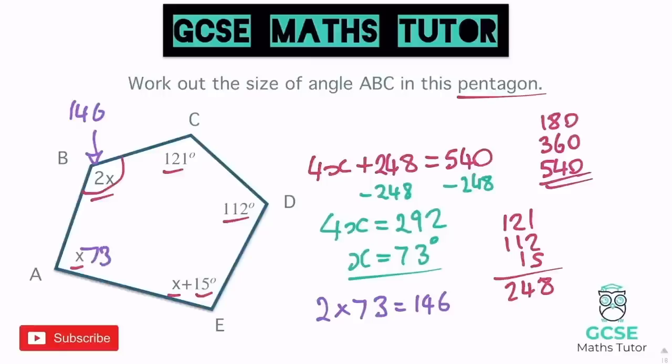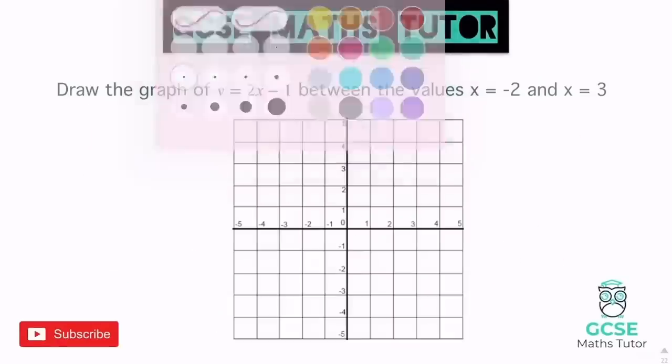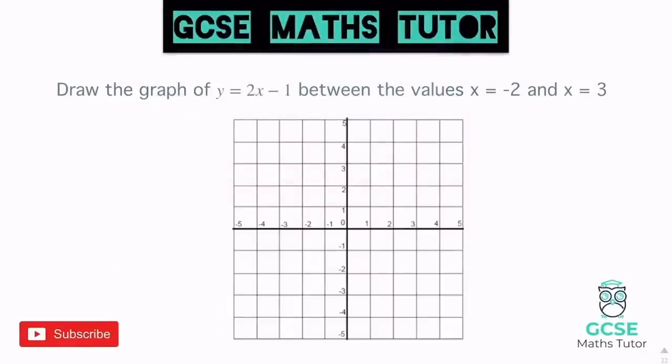And x plus 15 down the bottom here would be 73 plus 15, which would be 88. And if you add those all up just to double check, you will get 540 degrees, but our final answer there is 146 degrees. Okay, so draw the graph of y equals 2x minus 1 between the values of x equals minus 2 and x equals 3.